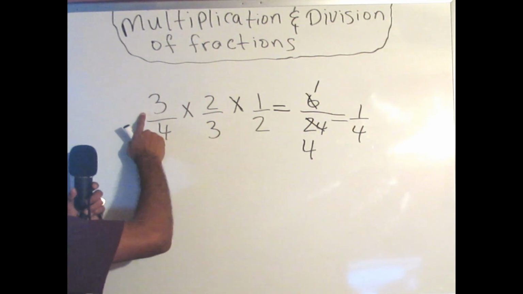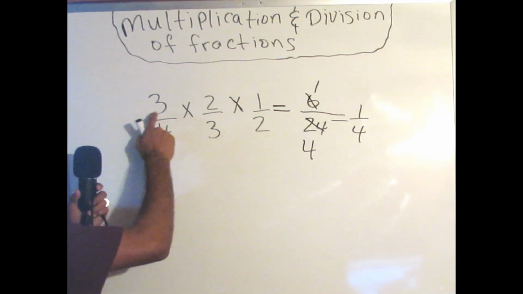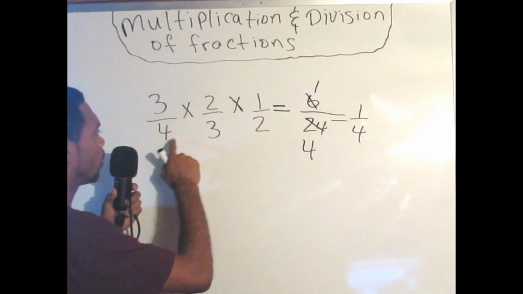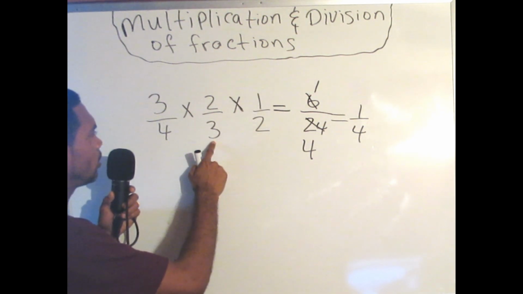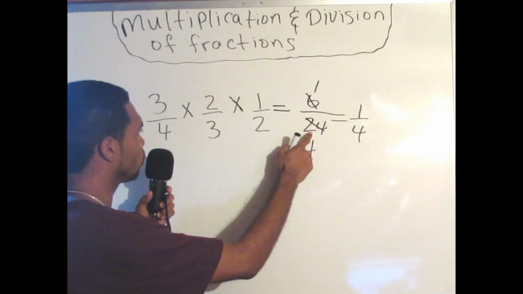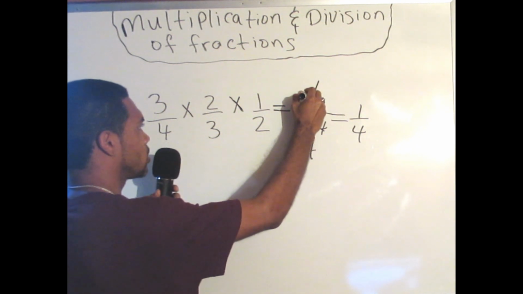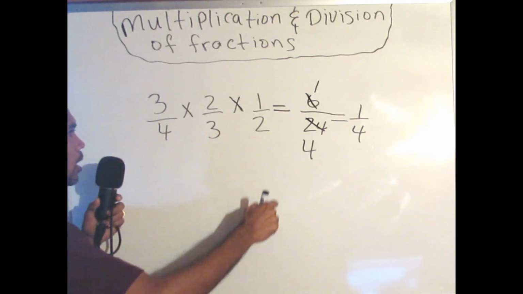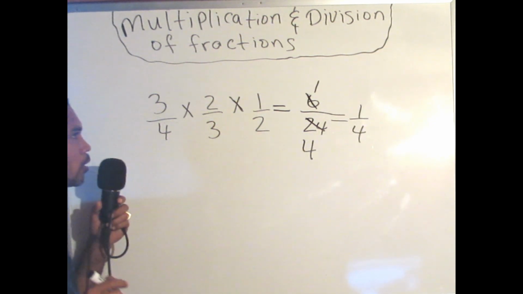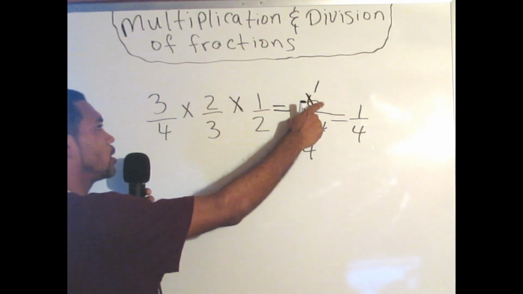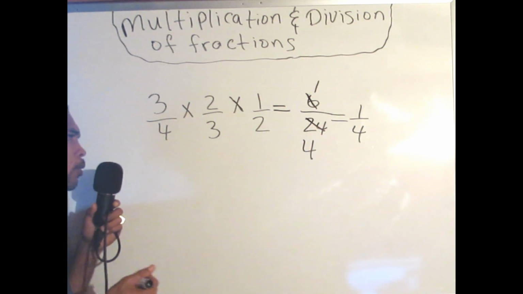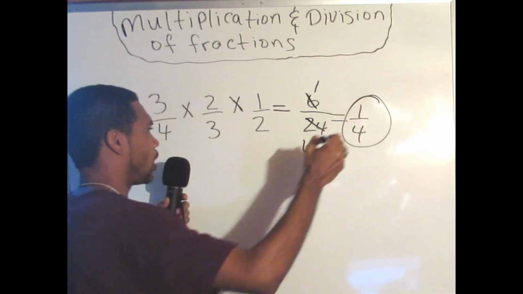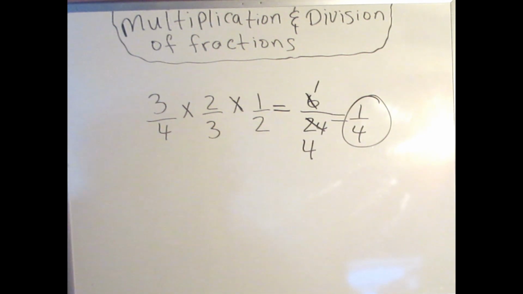Again, in order for us to get our answer, we multiply 3 times 2, 6, and 6 times 1 is 6. Our bottom numbers, 4 times 3, 12, and 12 times 2, 24. So we cancel out. 6 can go into 6 one time, 6 can go into 24 4 times, and our answer is 1/4. Remember, for PSC, if you leave this as 6 over 24, you will lose a point. So don't forget to cancel out, and now our answer is 1/4.